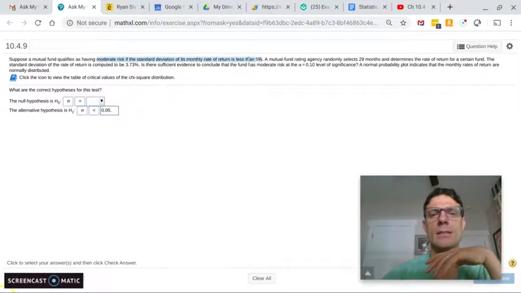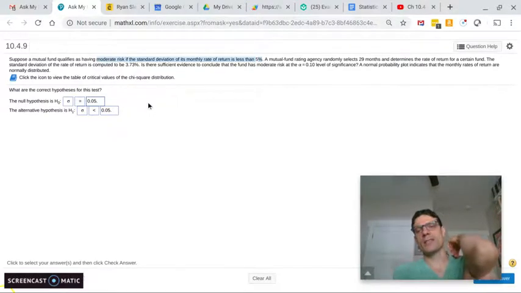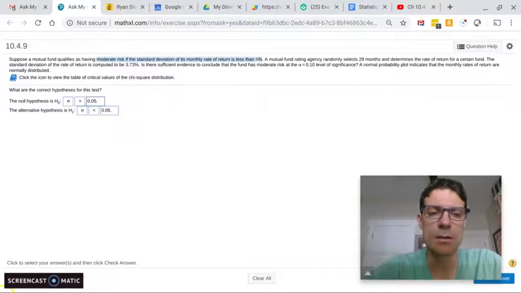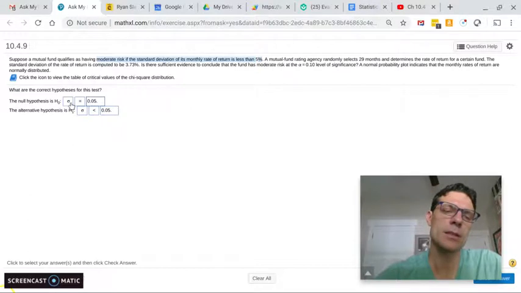Well, anything that's 5% or more is moderate. So we're going to say the null hypothesis is that it's moderate, the lowest possible moderate value for an immoderate mutual fund, right? Immoderate risk. So I'm going to let the standard deviation be equal to 5%.